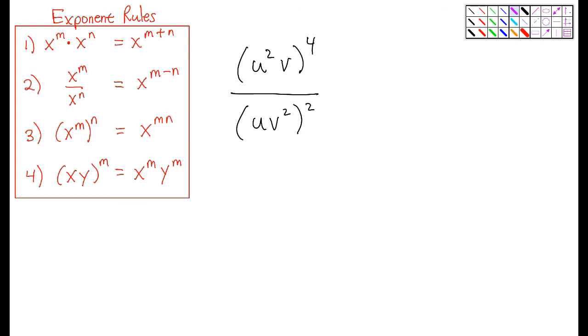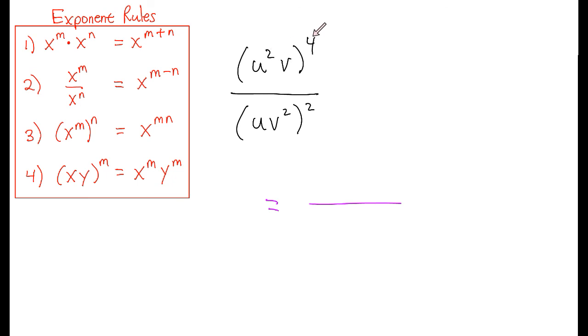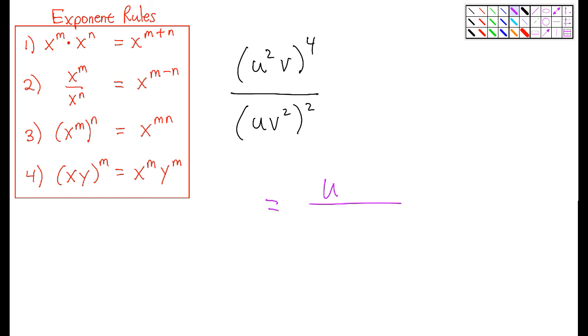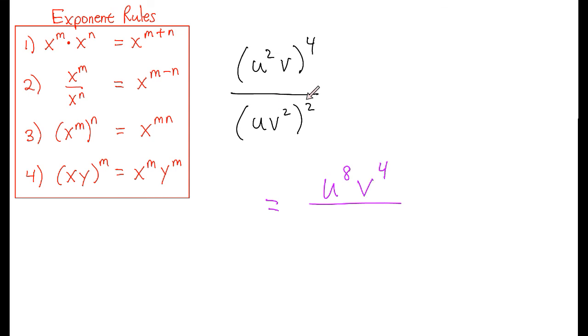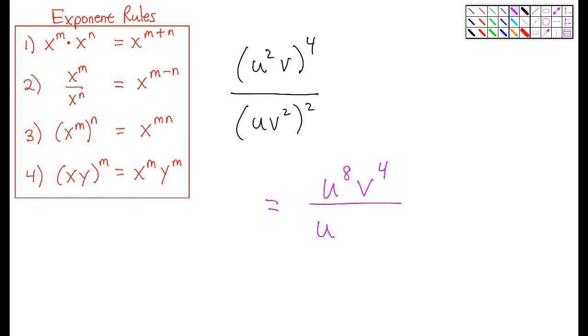And in our final problem, again, kind of a combination of a bunch of these exponent rules here. Once again, let's do the top separately from the bottom, and then we'll try to simplify. So for the top, u squared to the 4th power, that's just u to the 8th. And it looks like I just have a v to the 4th power, so v to the 4th. On the bottom, I've got u squared, and then v squared squared, which is 2 times 2. So that's v to the 4th.